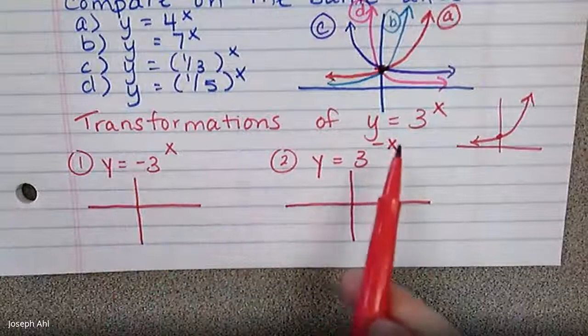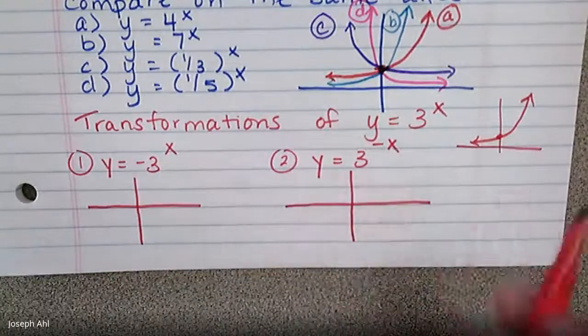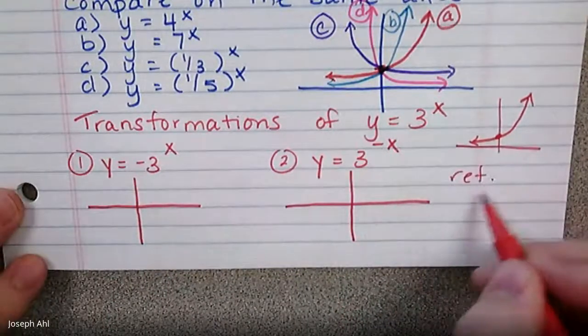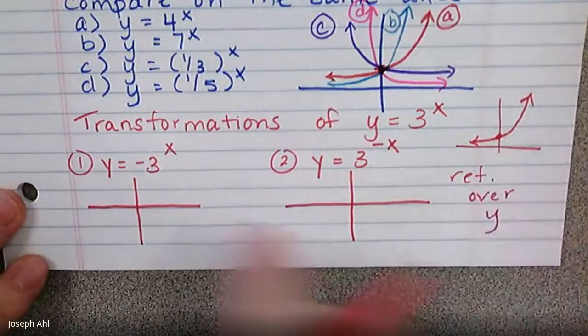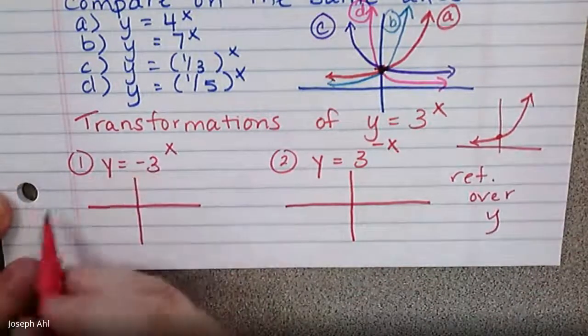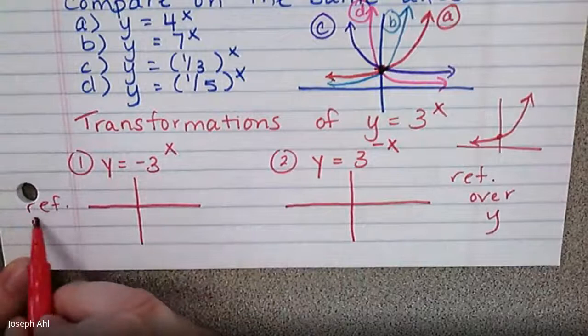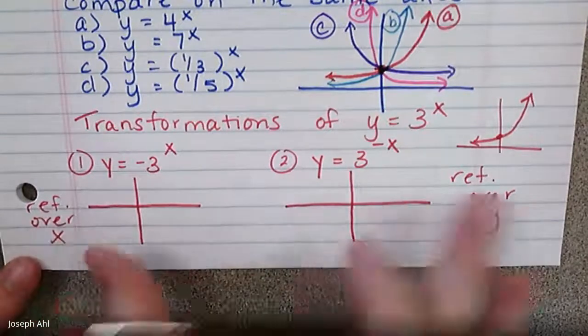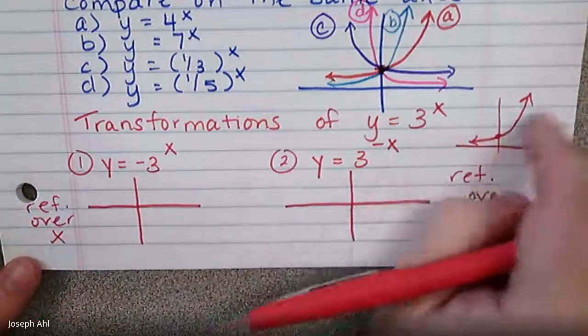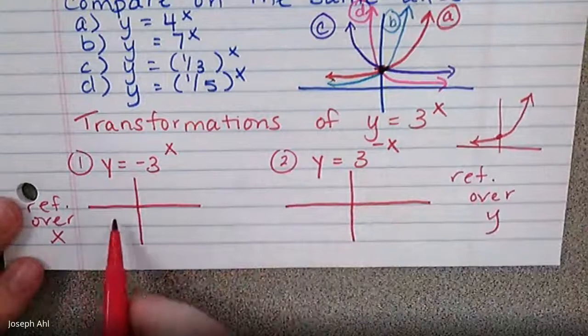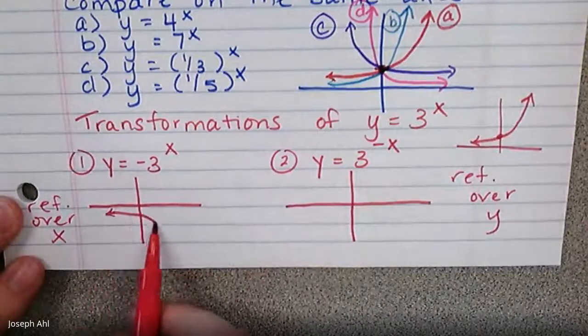When you negate x up in the exponent, negating x is going to flip it over the y-axis. So this is a reflection over y. Negating the base is like negating y, so this is going to flip it over the x-axis. So when I know that these two things represent reflections, take this graph and flip it over the x-axis, you're going to get a graph that looks like this.